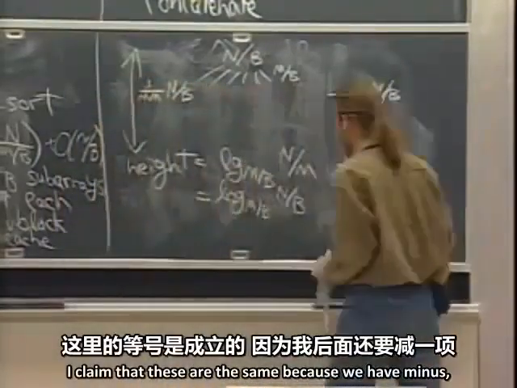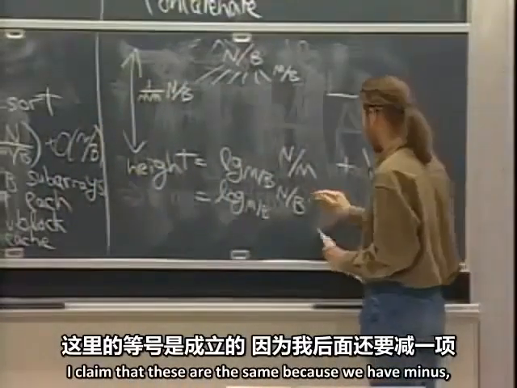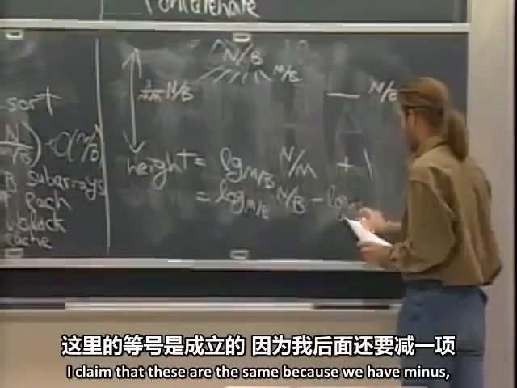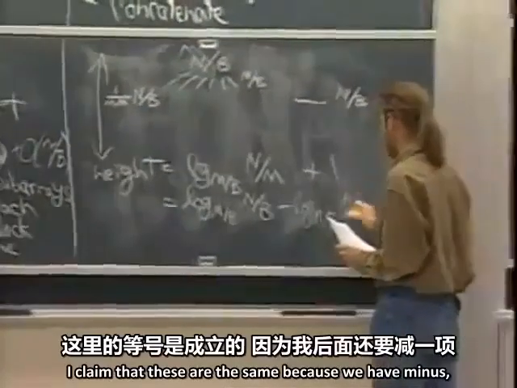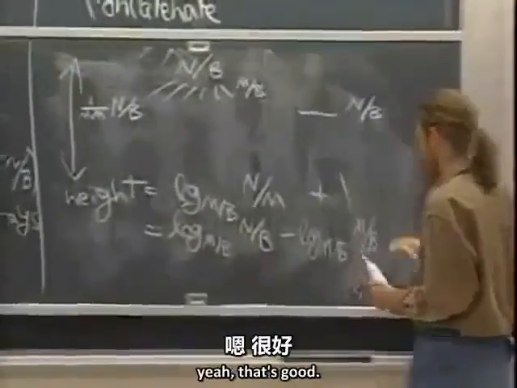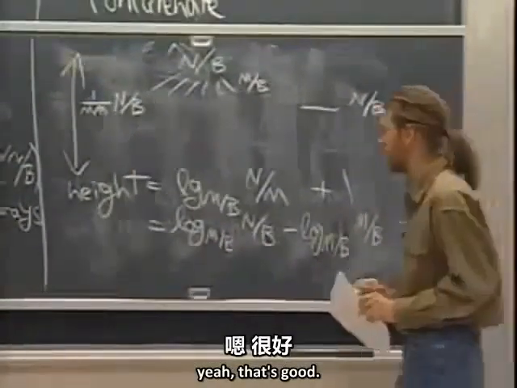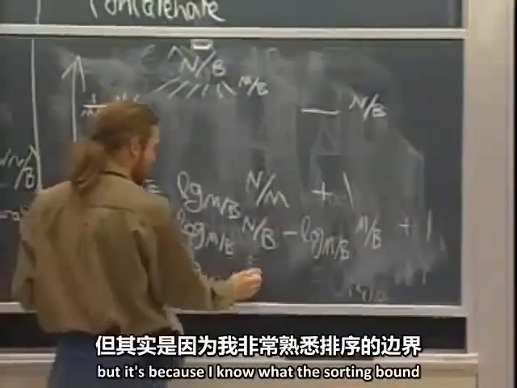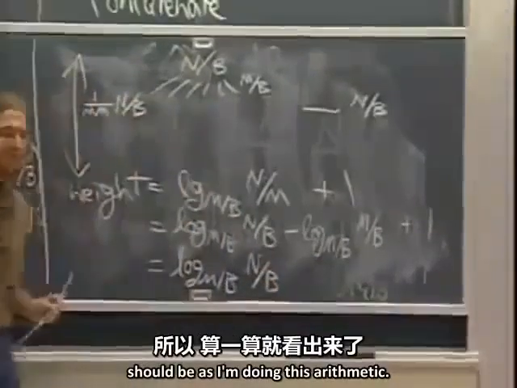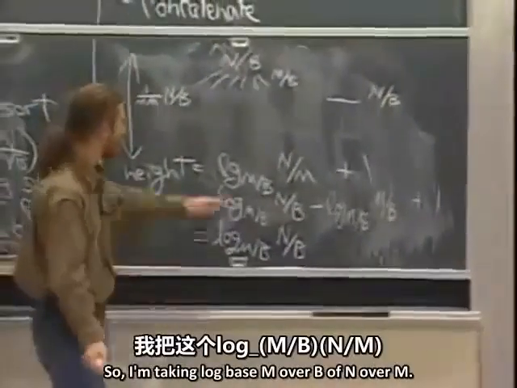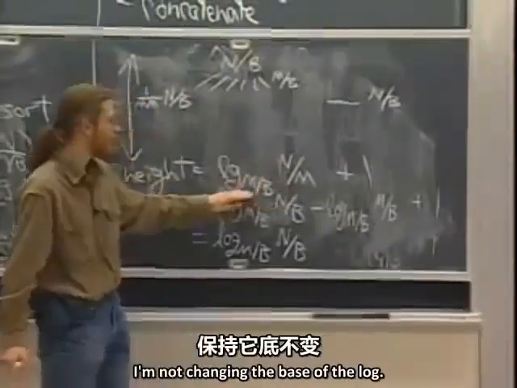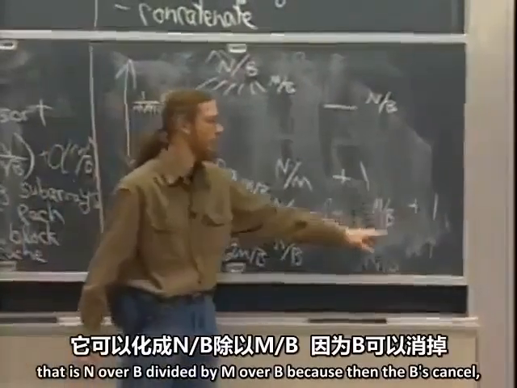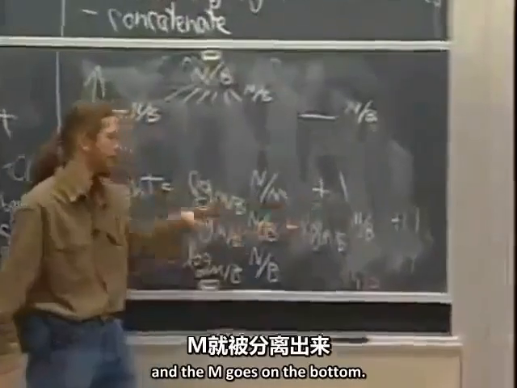I claim that these are the same because we have minus... Okay, this should come as rather mysterious, but it's because I know what the sorting bound should be that I'm doing this arithmetic. So I'm taking log base M over B of N over M. I'm not changing the base of the log. I'm just saying, well, N over M, that is N over B divided by M over B, because then the B's cancel and the M goes in the bottom.